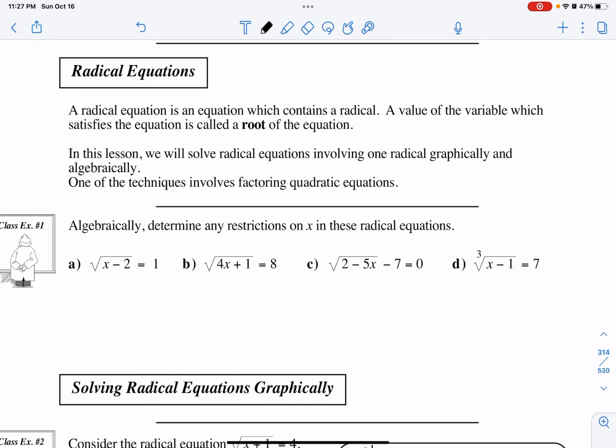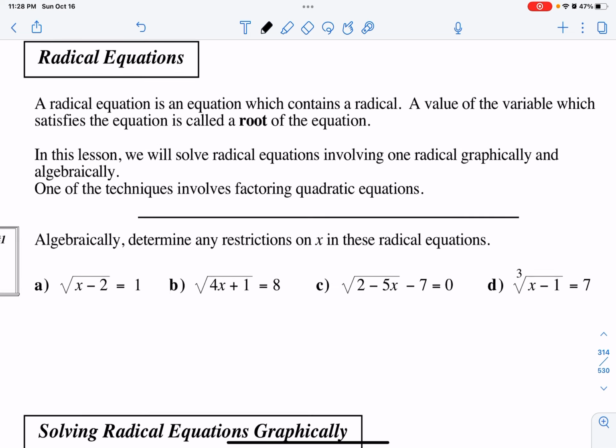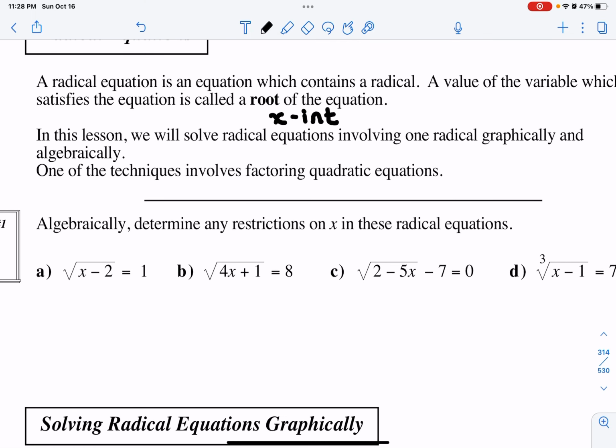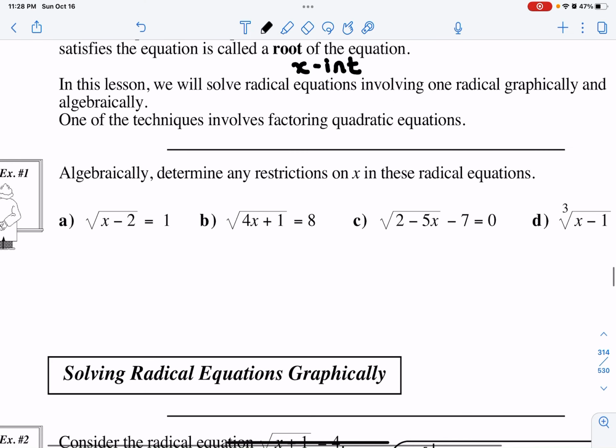Now, what if we want to look at more examples revolving around radical equations with restrictions that we can find algebraically? A radical equation is an equation which contains a radical. A value of a variable which satisfies this equation is called a root of the equation. And we know from the previous unit, a root actually refers to the x-intercepts. So we could fill this in here. It's the x-intercepts.